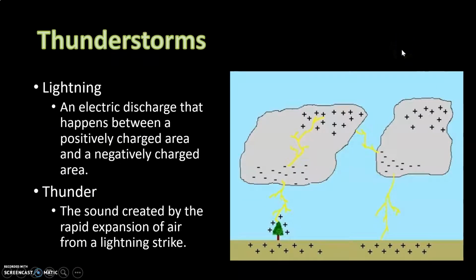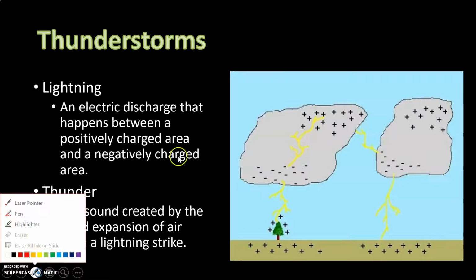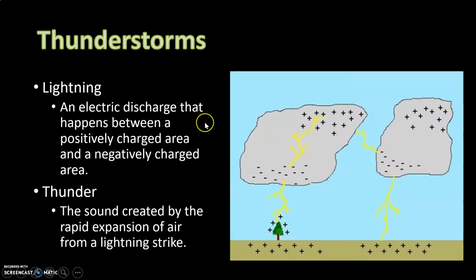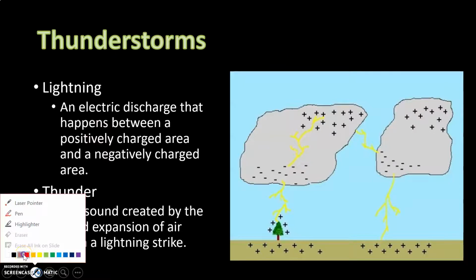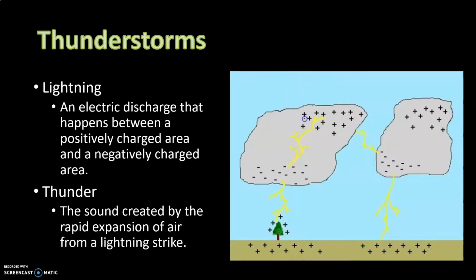All right, so in thunderstorms, you have two main features. You have thunder and you have lightning. Lightning is an electric discharge that happens between a positive charge area and a negative charge area. Now this can happen three ways, okay? The first way is when it happens in the cloud, from here to here. This is the first way, and this is called intra-cloud. It's in the same cloud.